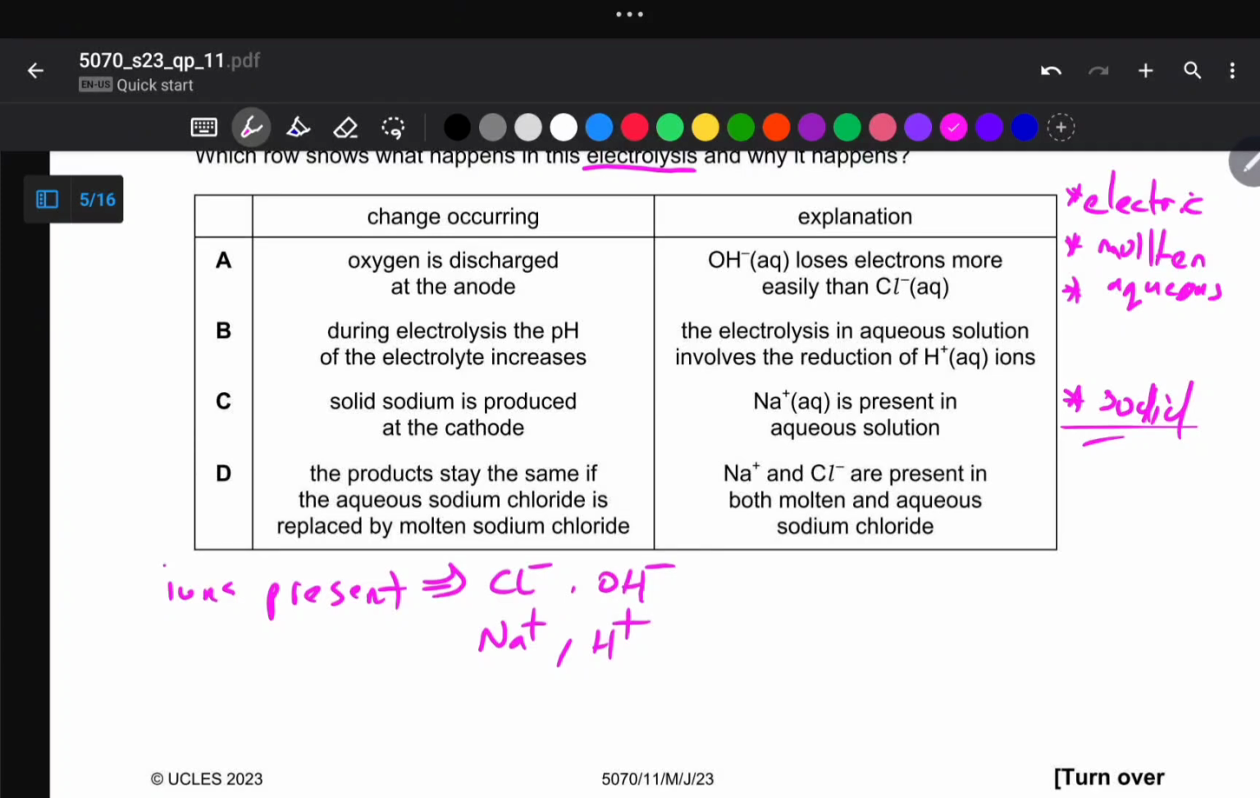Are we together? At the cathode, hydrogen is being discharged, and the equation is H plus electron to give hydrogen gas. So hydrogen gas is produced. We have got bubbles of gas which can be tested. You need to know how to test for hydrogen, how to test for carbon dioxide, and also how to test for oxygen. Are we together?